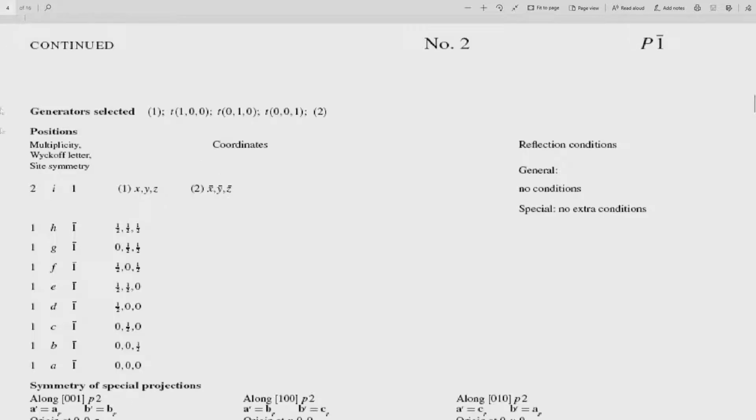So, the 1 bar symmetry therefore is already inherent at that point. It is true with every one of these 8 points. 1 bar symmetry is inherent at that point. It resides at that point. Since the 1 bar symmetry resides at those points, these are referred to as special positions. So, we have 1, 2, 3, 4, 5, 6, 7, 8 special positions and 1 general position.